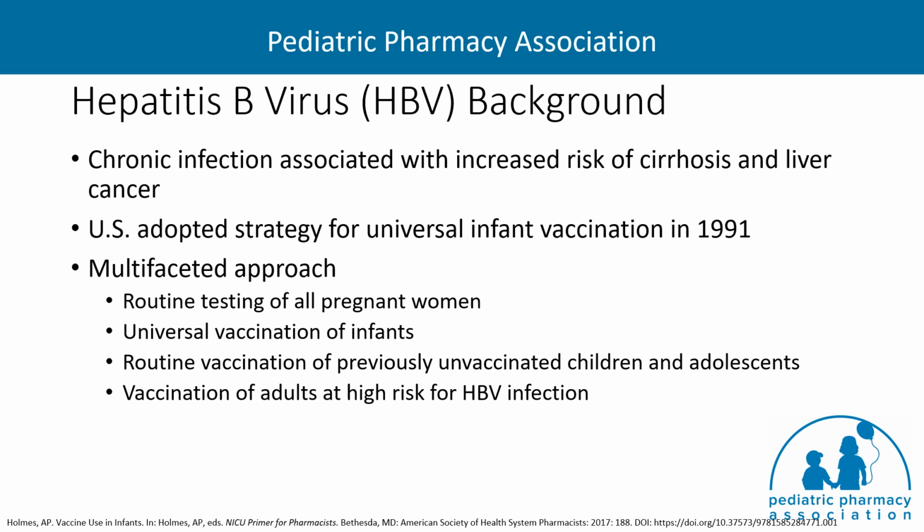It's also estimated that as many as 2.2 million in the US may have chronic hepatitis B. It's worth noting that the US adopted a strategy for universal infant vaccination in 1991, but this is a significant issue. So there's a multifaceted approach to target eradication. This includes routine testing of all pregnant women, universal vaccination of infants, routine vaccination of previously unvaccinated children and adolescents, and finally, vaccination of adults who are at high risk for the hepatitis B infection.